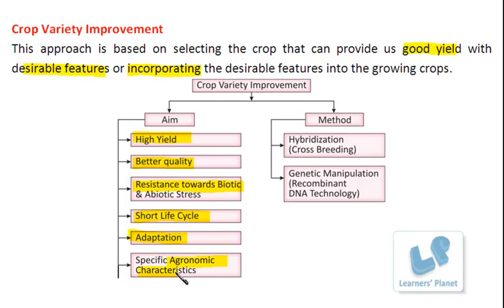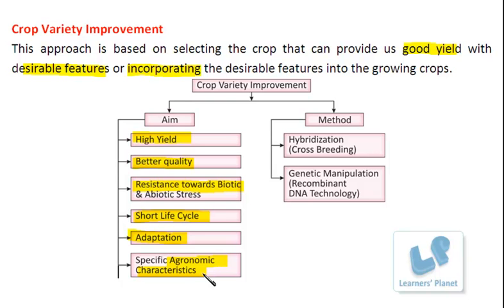Then comes the agronomic characteristics. Now these agronomic characteristics are related to specific features. For example, height in the case of some species. Tall height is preferable in the case of fodder plants, because they are cultivated for which purpose? For the fiber content. So if there is a tall height and profuse branching in these plants, definitely the fiber content is going to increase.